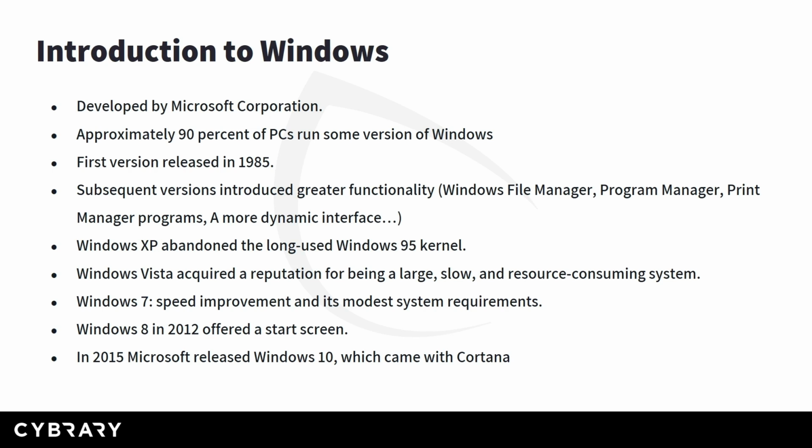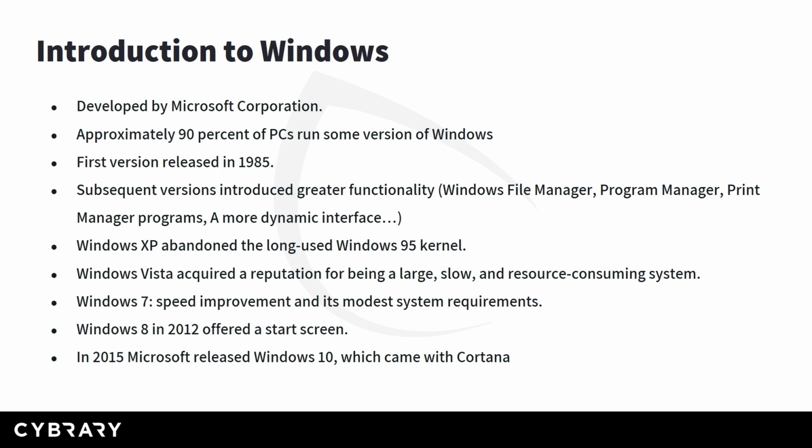Subsequent versions introduced greater functionality, including native Windows File Manager, Program Manager, and Print Manager programs, and a more dynamic interface. Microsoft also developed specialized Windows packages, including the networkable Windows for Workgroups and the high-powered Windows NT aimed at businesses. The 1995 consumer release, Windows 95, fully integrated Windows and DOS and offered built-in internet support, including the World Wide Web browser Internet Explorer.